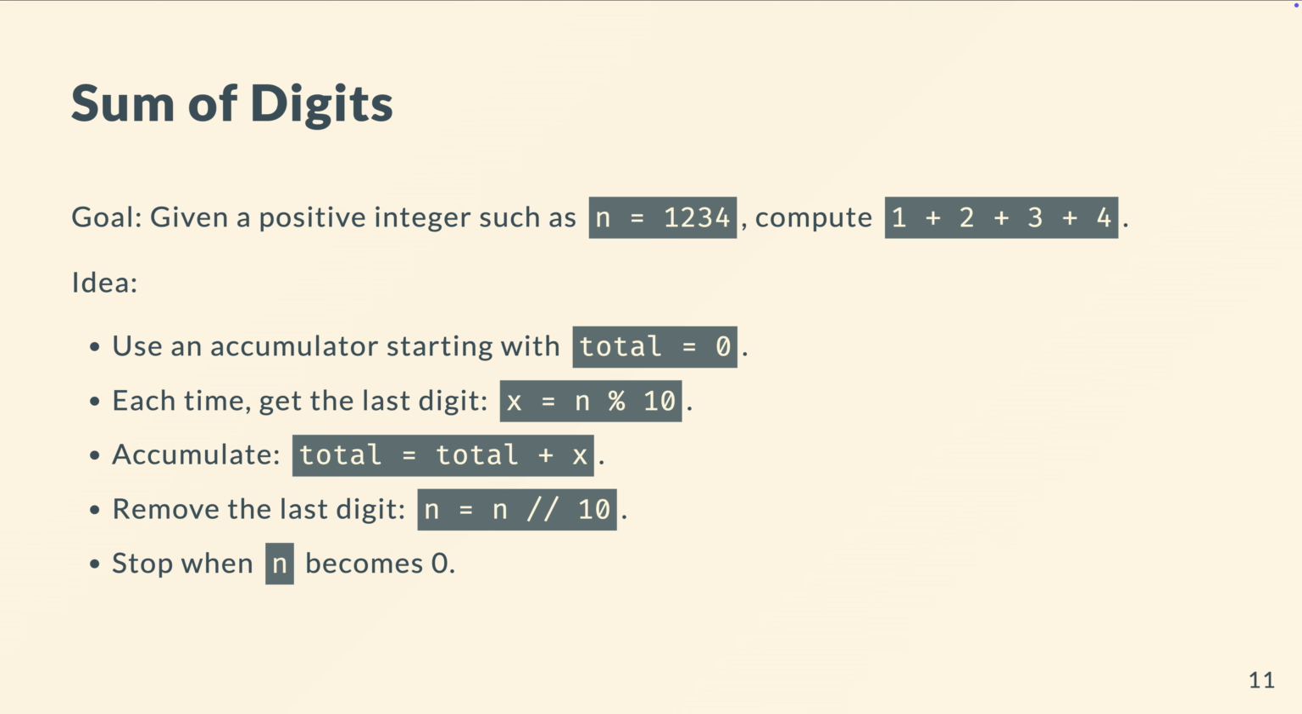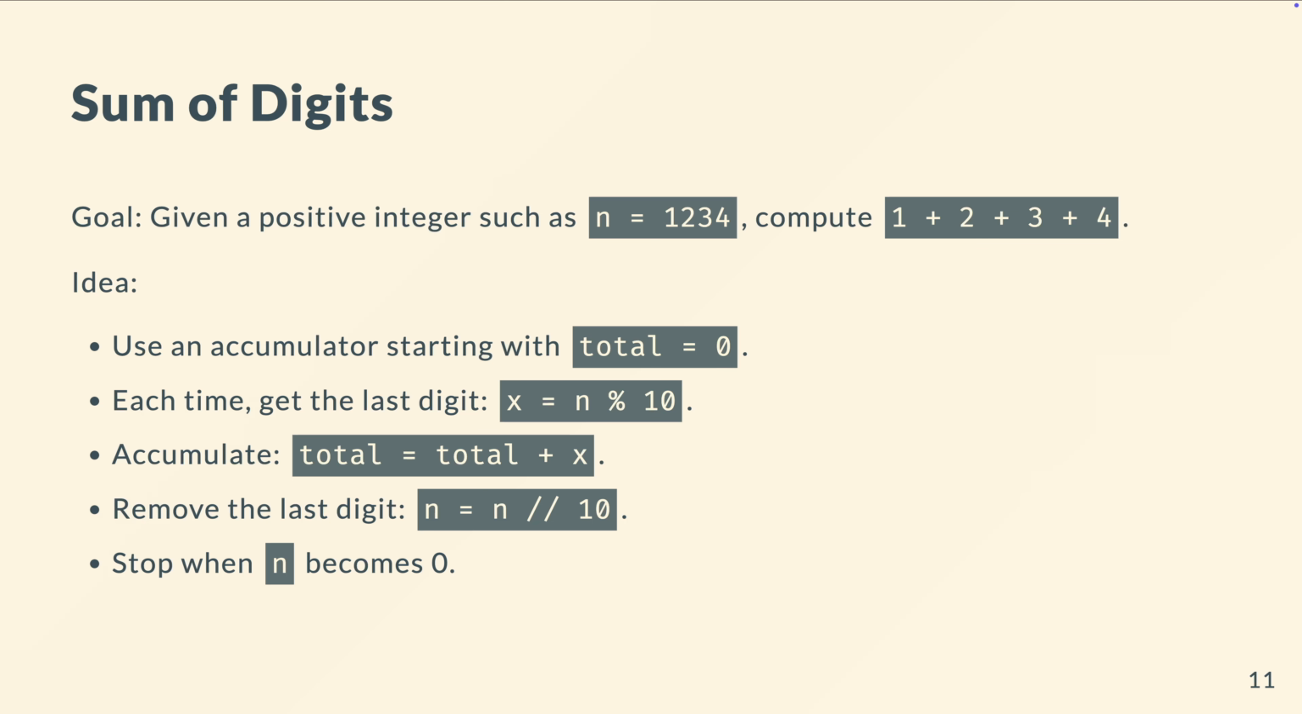Now we do another classic digit problem, sum of digits. Goal. Given a positive integer, such as n equal to 1234, compute 1 plus 2 plus 3 plus 4. The idea is similar to counting digits, but we add one more tool. We use an accumulator called total, starting at 0.